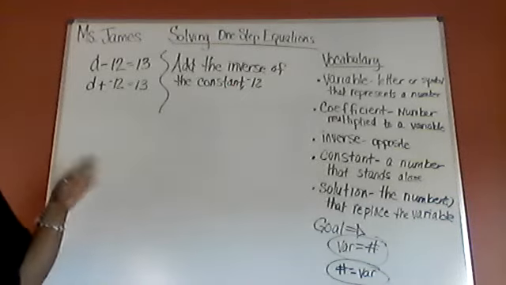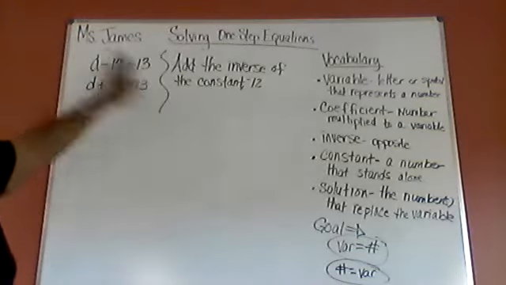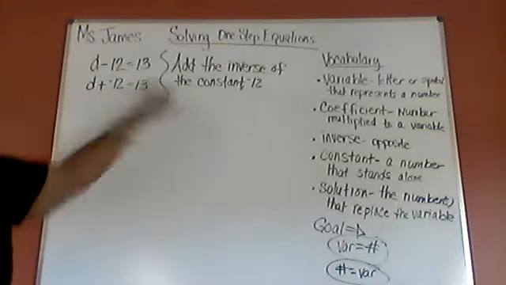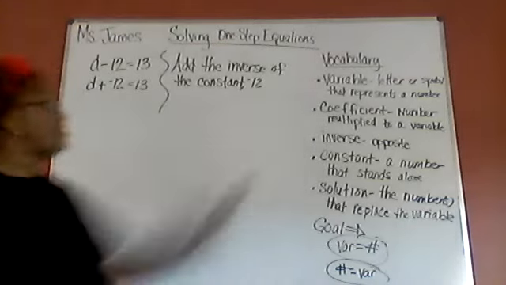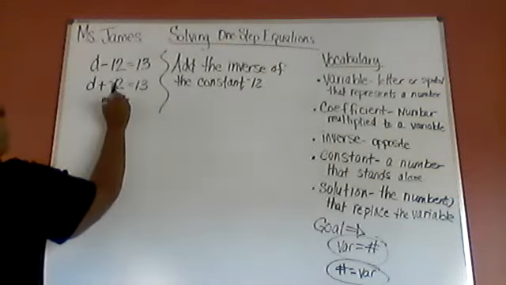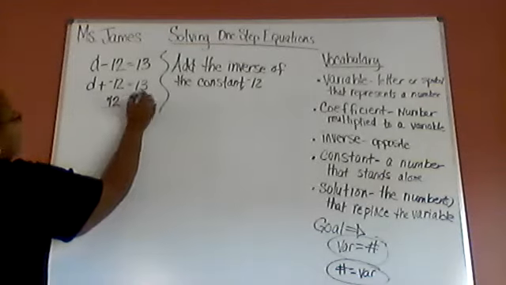So now you have an adding equation, and adding one-step equations. Okay, so here it is. It's the same thing. Add the inverse of the constant, negative 12. What's the inverse of negative 12? Like we said, the inverse is the opposite. So we're going to add 12 to both sides. So plus 12 plus 12.